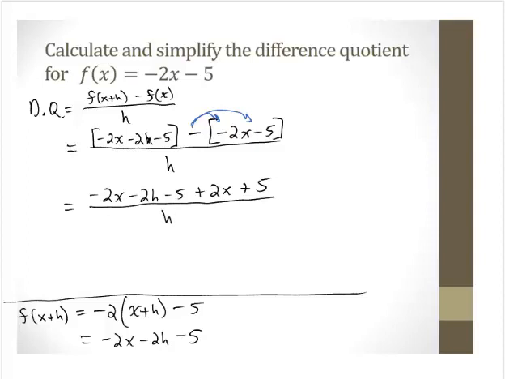And now some nice things happen. I have a minus 2x and a plus 2x. Those add up to 0. I have a minus 5 and a plus 5. Those add up to 0 as well. And I now have negative 2h in the numerator and just h in the denominator, and their common factor of h. Removing the common factor of h, I'm left with negative 2 over 1, or more simply, negative 2. So for the function f of x equals negative 2x minus 5, the difference quotient is simply negative 2.